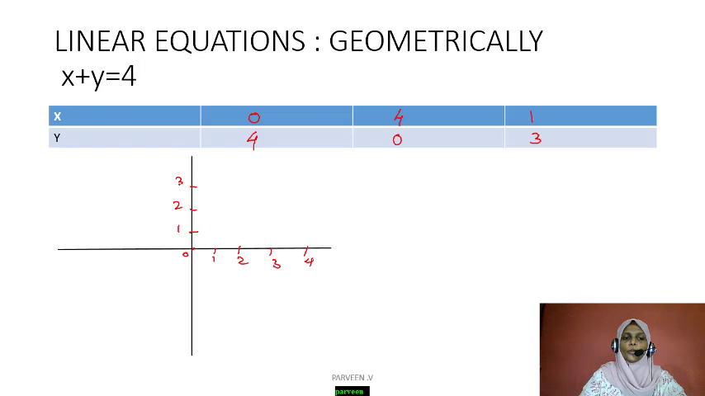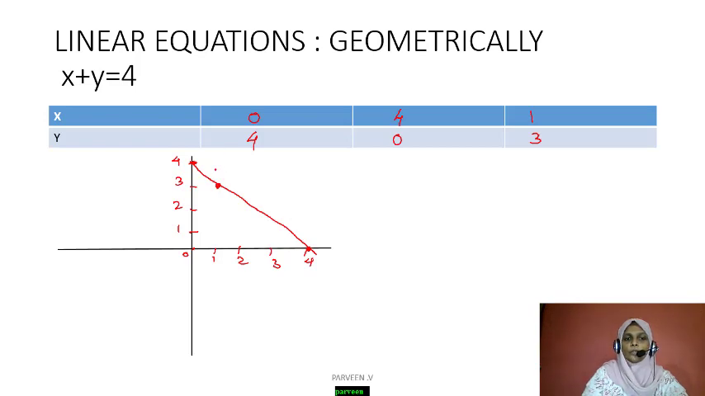My values are all positive. 0, 4. So let's mark here. Here is my 0, 4. 4, 0. 4 on the x-axis. 0 there. 1, 3. So when I join them, I get a straight line. So linear equations always have a straight line.